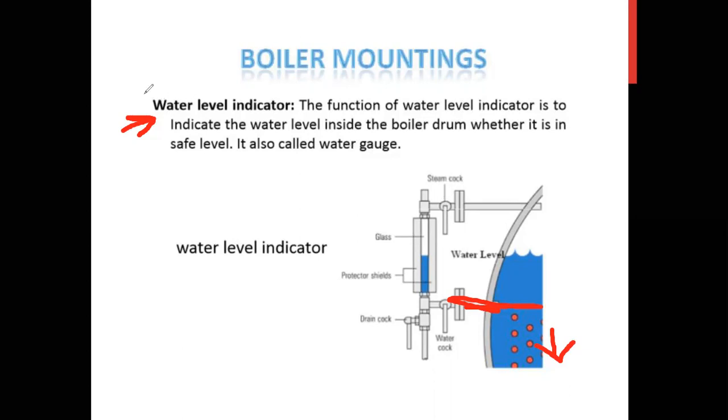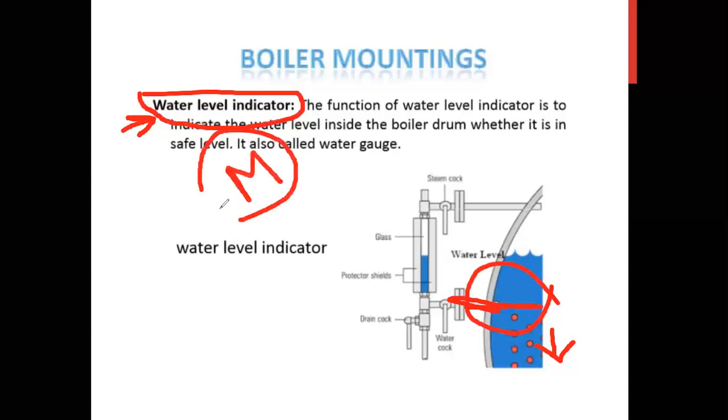So my students, you see, the water level indicator is a boiler mounting. Why? Because it is directly connected inside the boiler. So that's why it is a mounting. And the function of the water level indicator is to indicate the water level, to detect the current water level.